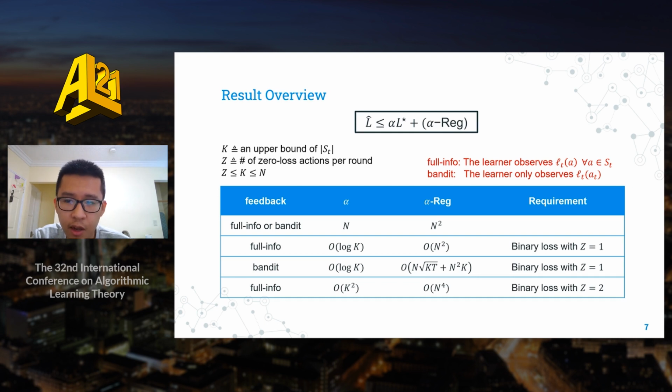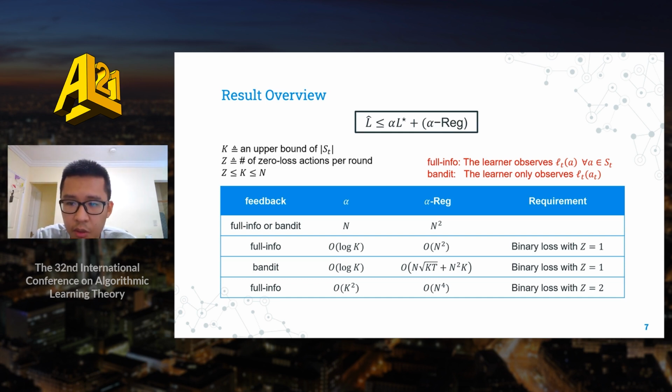We are able to obtain a better approximation ratio for some special cases when the losses are binary, meaning that the loss value is always 0 or 1, and under the assumption that there is always exactly one action that has 0 loss. We get an approximation ratio of order log k. This exactly corresponds to the horse racing example, where we only let the loss of the winning horse be 0, and for all others, we set the loss to be 1. In this case, we can also deal with the bandit feedback setting.